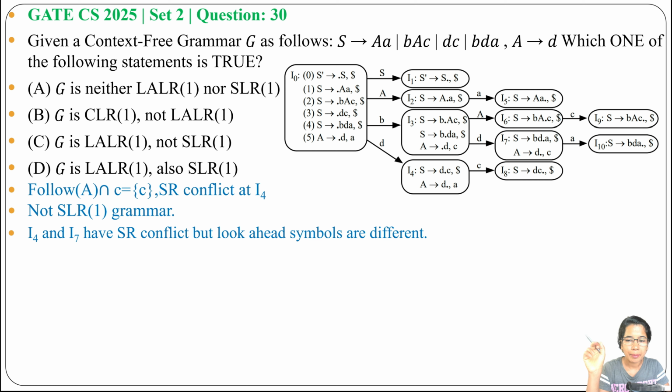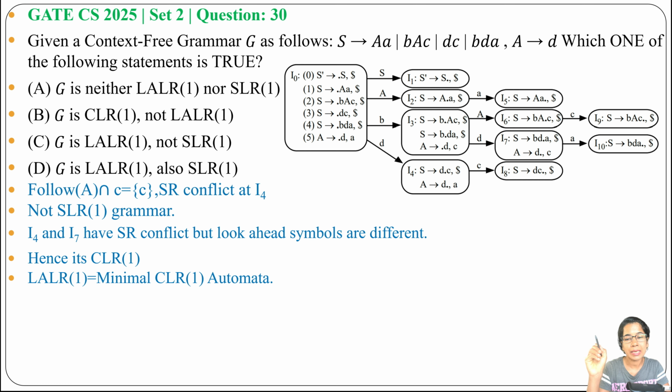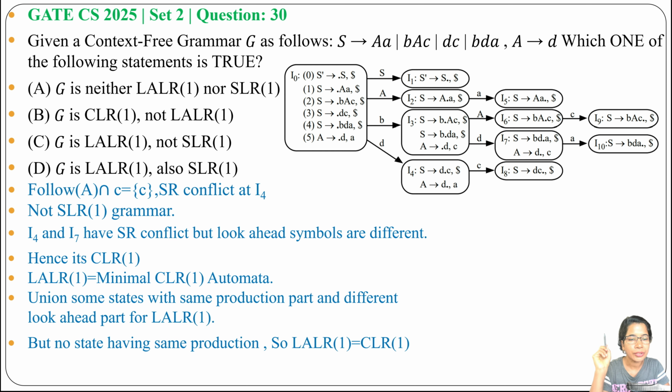So for this grammar, both CLR1 and LALR1 automata will be the same as there is no different look ahead symbol for the same production. So this grammar is CLR1. Also this is LALR1 but not SLR1. Now check the options. Option A, G is neither LALR1 nor SLR1. It is LALR1. This is false.